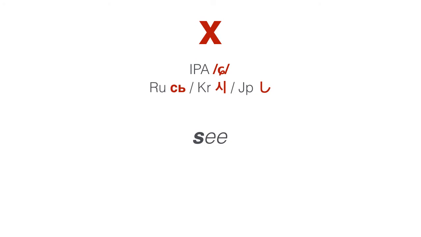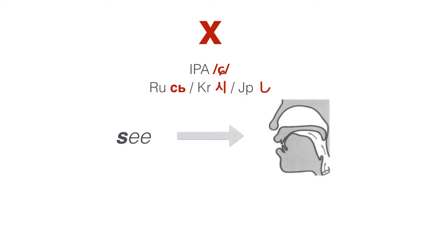But if you're an English speaker, you can access the sound this way. First, try and say the S in C. S, S. Then we have to do something with our tongue. The diagram on the right is a cross-section of your speech organs. This part is the tongue. And this part is the roof of the mouth, also known as the hard palate.